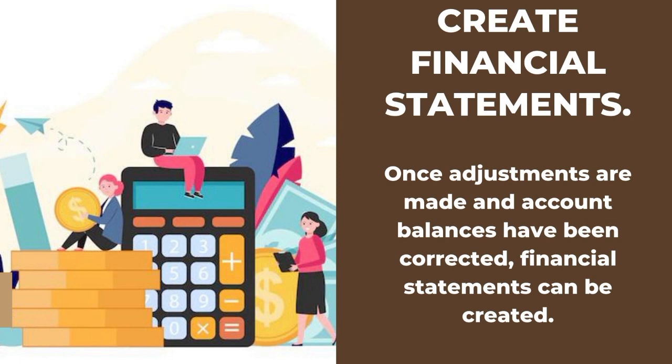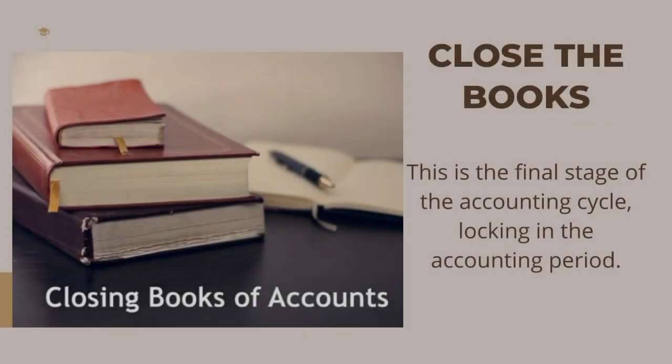Financial statements are accounting reports that summarize a company's activities and performance for a defined period of time, such as monthly or quarterly. The 3 key financial statements that companies generate are the income statement, the balance sheet, and the cash flow statement. This is the final stage of the accounting cycle, locking in the accounting period, closing the books, resetting temporary accounts on the income statement, such as revenue and expenses, to zero balances, meaning that they don't carry into the next accounting period.